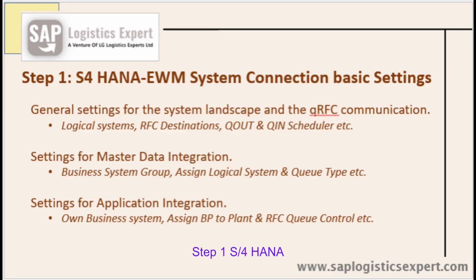Step 1: S/4HANA EWM System Connection Basic Settings. This part is divided into 3 key stages described as following. First, we'll set up the system landscape and QRFC communication, covering logical systems, RFC destinations, and schedulers. Next, we'll configure master data integration, including business system groups and queue types. Finally, we'll complete the application integration by defining business systems, linking business partners to plants, and controlling RFC queues.